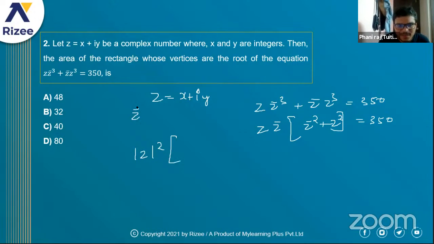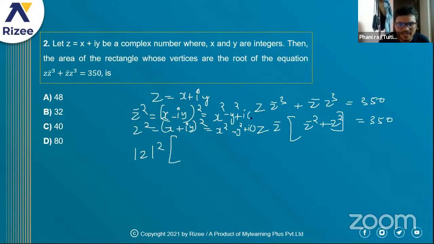Now we'll simplify. What is z bar square? It is x minus iy whole square, which is x square minus y square plus some imaginary part. Z square equal to x plus iy whole square, which is also x square minus y square plus i times something. Let's not care because they get cancelled, right? It's minus here, plus here. So what you get here is 2 times x square minus y square equal to 350.